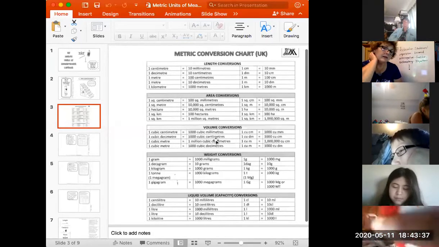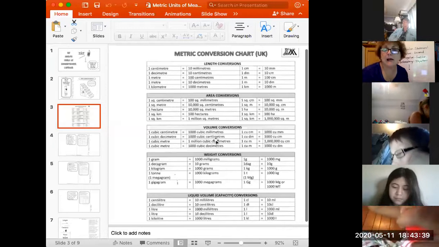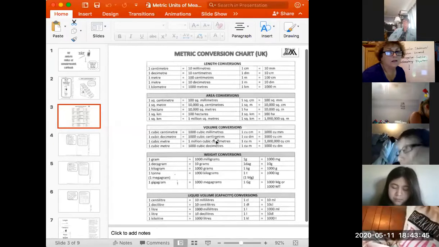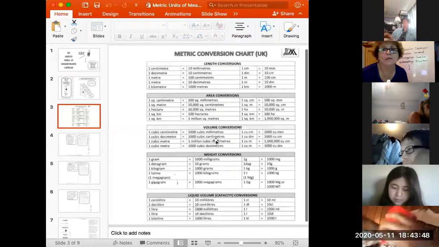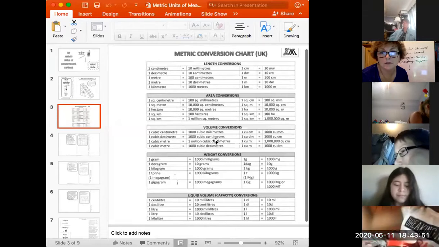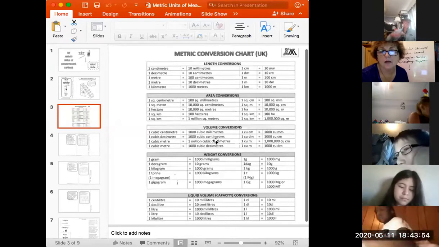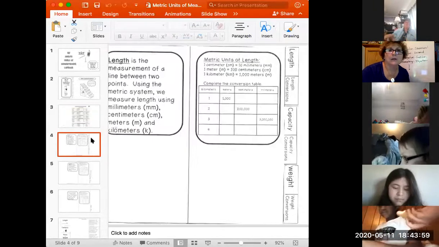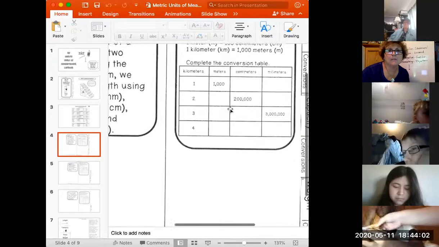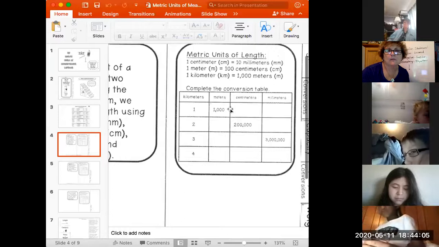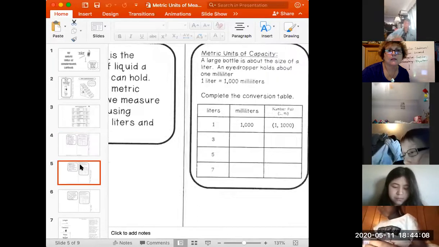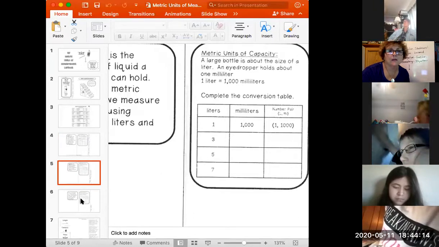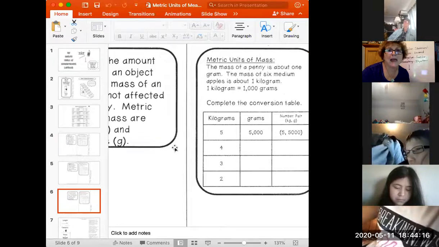Remember that? The deca was 10 times as much. The deci was a tenth. And the centimeter and the hectometer were 100 times. Remember? And kilo and milli were 1,000 times the base unit. Then we filled out these. Remember this, filling these out? We did meters, and then we did capacity with liters.